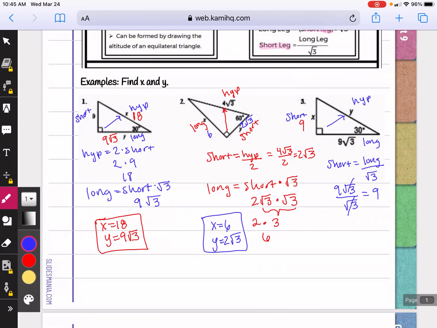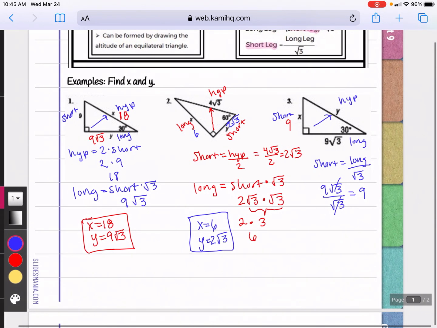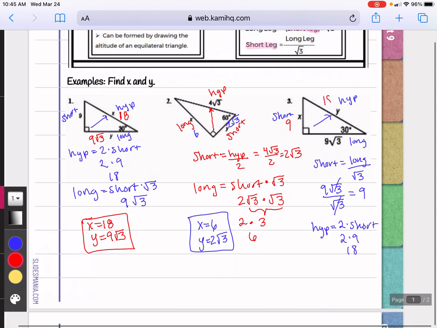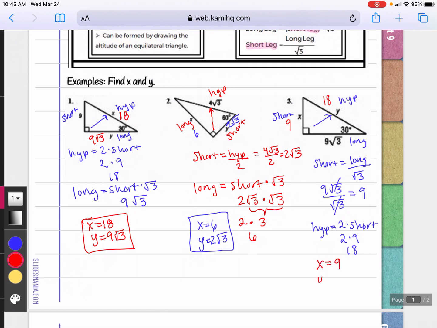Now that we know the short leg, we can get the hypotenuse. The formula for hypotenuse is 2 times the short leg. So 2 times 9 is equal to 18. So for this problem, x equals 9 and y equals 18.